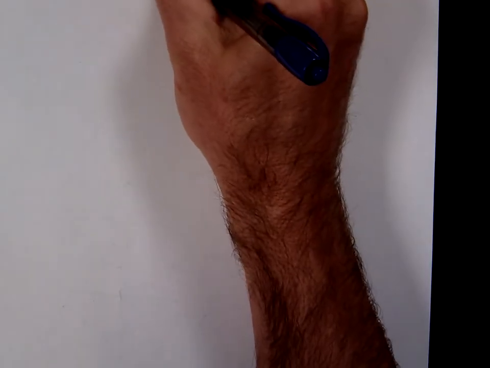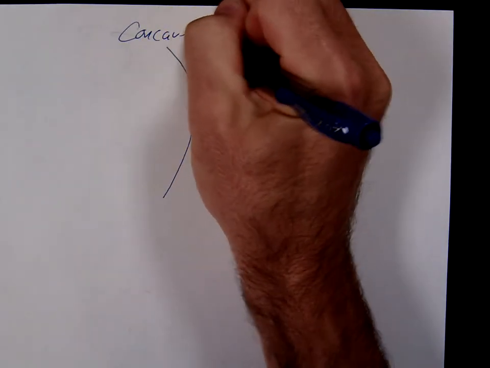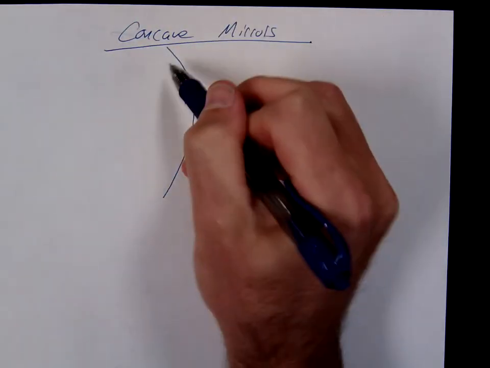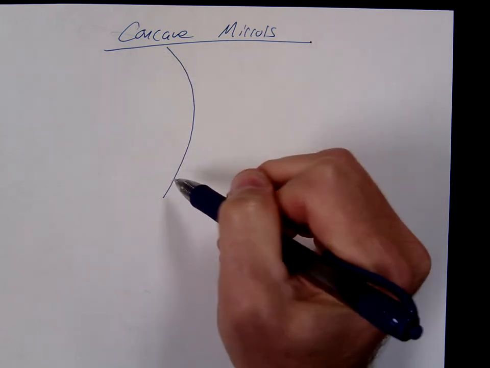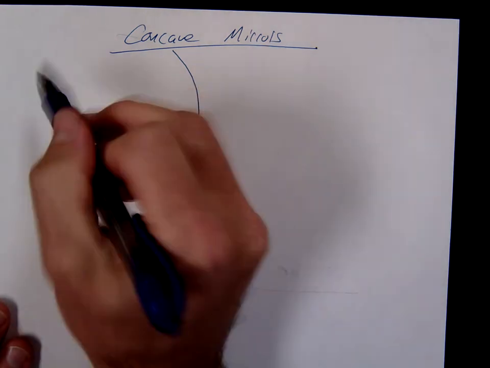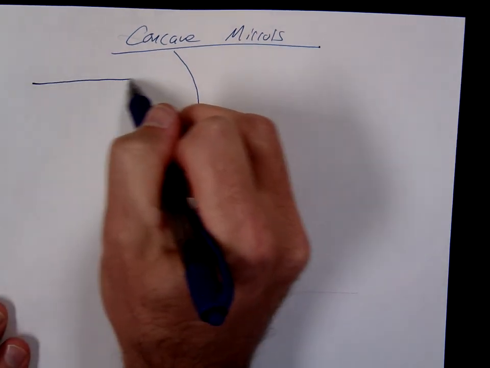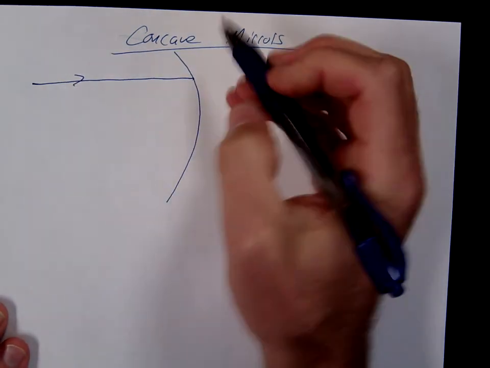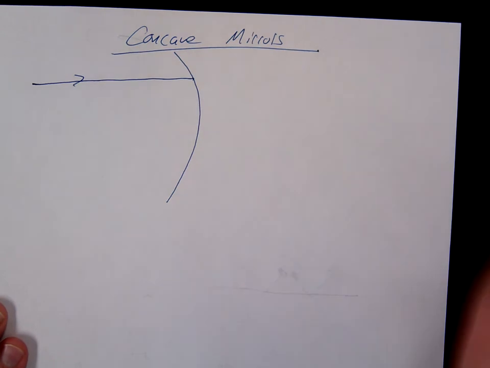So here's a concave mirror. So this is the shiny side over here. So imagine we took a light source. Let's say we sent in a beam of light like this. It's going to reflect off the mirror. Now what direction do you think it's going to reflect? Up, down, or right back from where it came from?